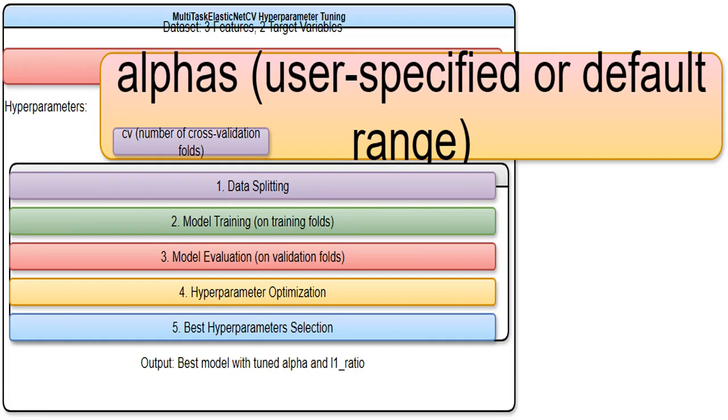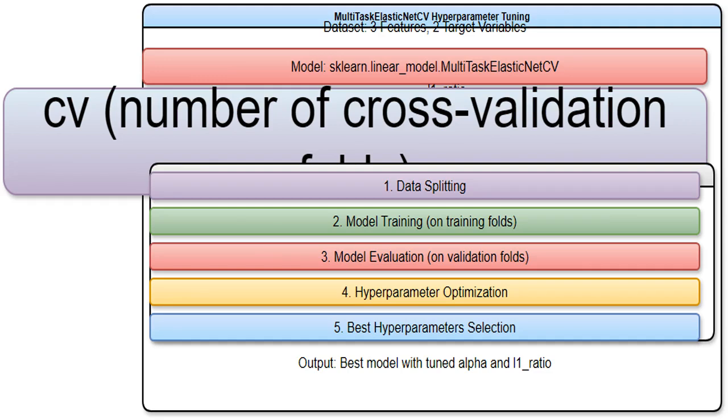It can either choose a specific range of values to test for alpha or let the model use its default range. It's like deciding whether to manually select testing values or to let the system do it automatically. This setting determines how many times I split my data to train and test the model. More folds mean more reliable results but can be more time-consuming.